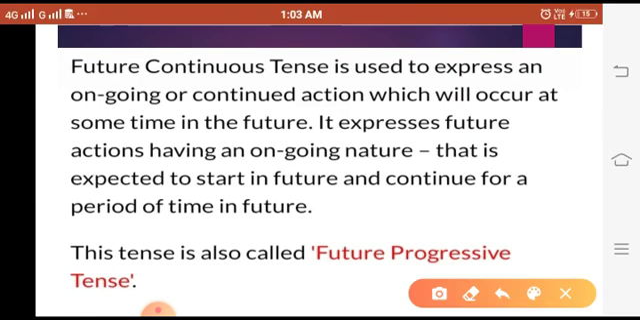Now we will talk about future continuous tense. It is used to express an ongoing or continued action which will occur at some time in the future. It expresses future actions having an ongoing nature that is expected to start in the future and continue for a period of time in the future. This tense is also called future progressive tense.